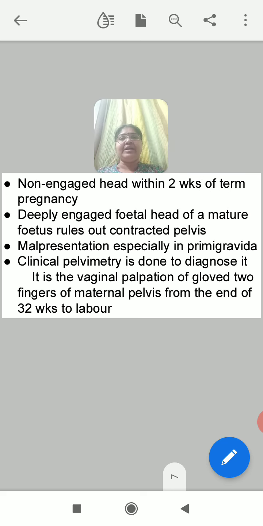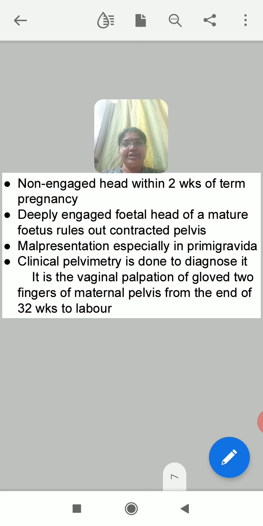Deeply engaged fetal head of a mature fetus rules out contracted pelvis. That means if the presenting part is well engaged, then there are no chances of contracted pelvis. So whenever there is contracted pelvis, the presenting part will not engage. You will find it non-engaged, right? Malpresentation, especially in primigravida. Clinical pelvimetry is done to diagnose this condition.